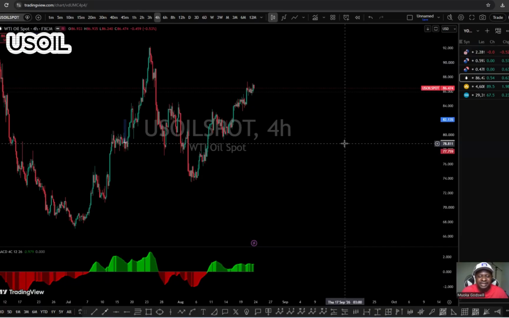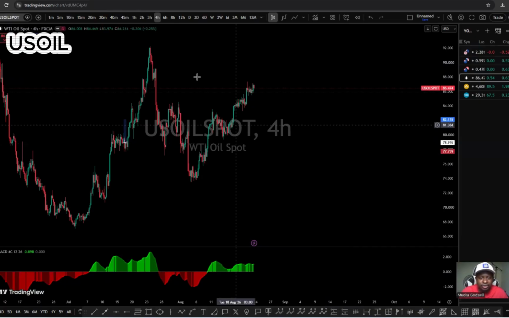So for me personally, I'm going to be a buyer of US oil or do nothing. But before I do that, I want to see a corrective structure. If I'm going to be looking for a buy setup, probably something similar to this nature. That is the only reason why I'm going to be entering US oil, from the technical point of view. So any corrective structure similar to that, I'm going to be looking for a buy setup.